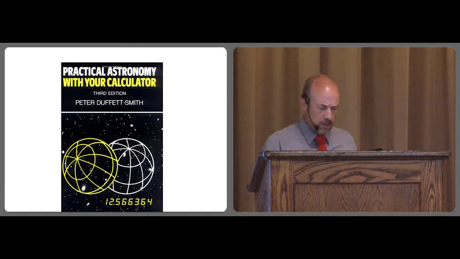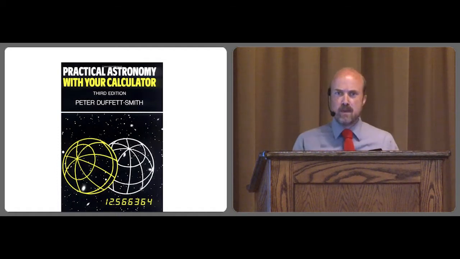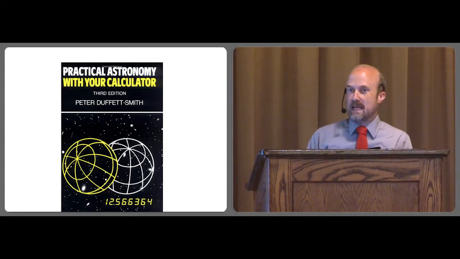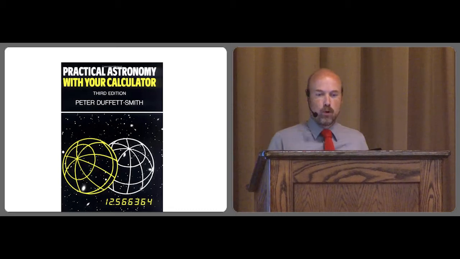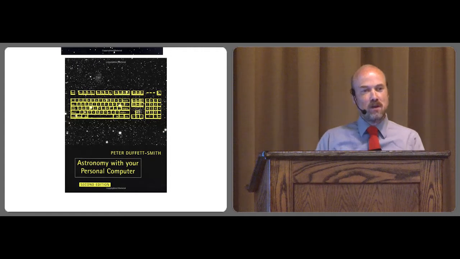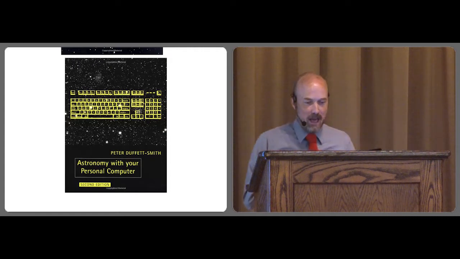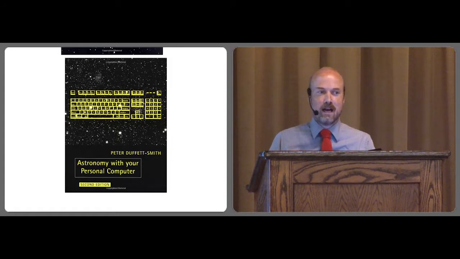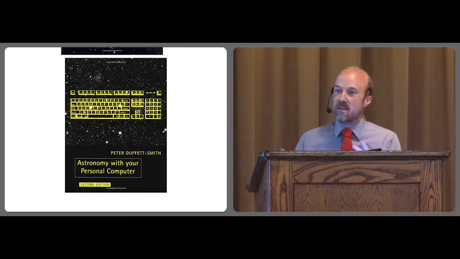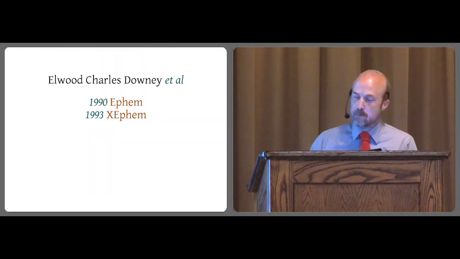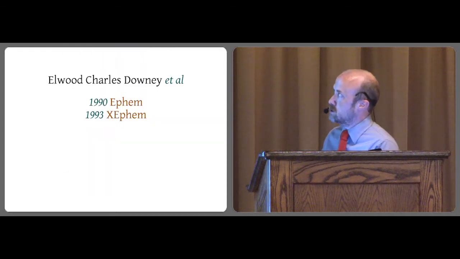The whole idea of being able to get your own device at home and predict where one of the planets is has for many people been of perennial interest, going all the way back to practical astronomy with your pocket calculator, and then the later update, which taught you how to do it in BASIC back in the 70s and 80s. This inspired a lot of hobbyists who were amazed that they could predict things happening millions of miles away from their home machine. One such person was named Elwood Charles Downey.